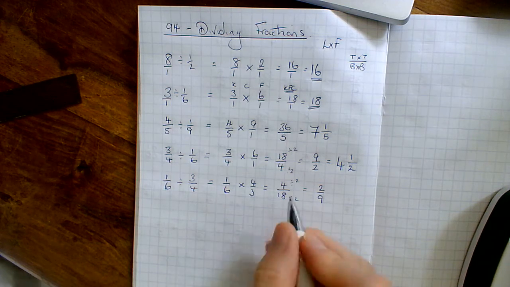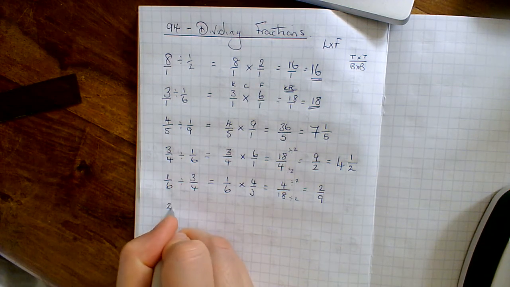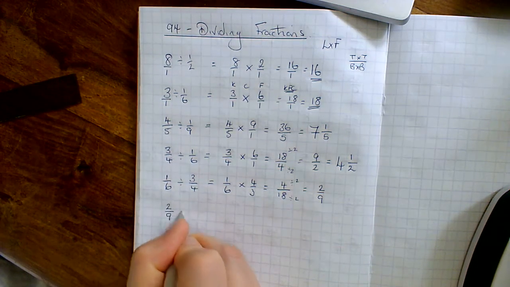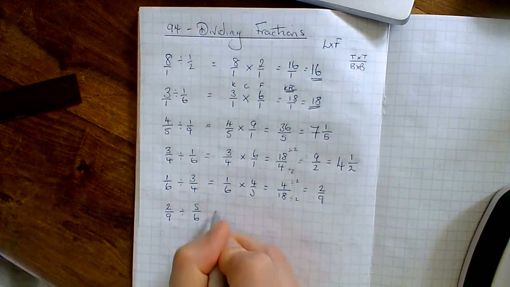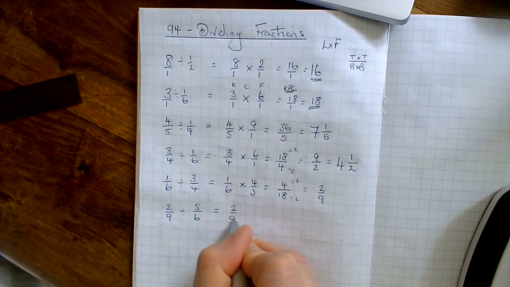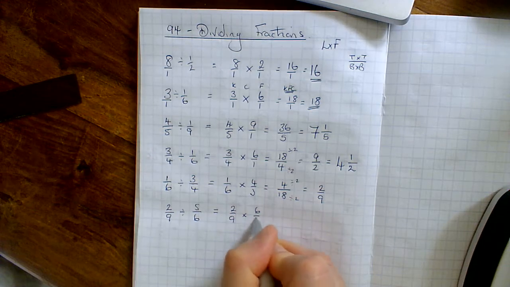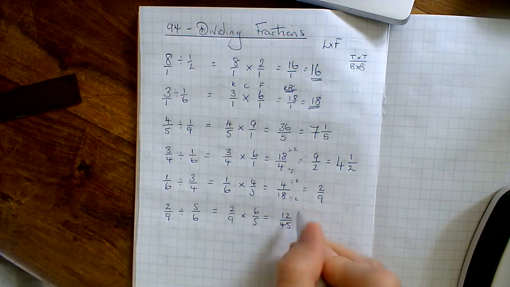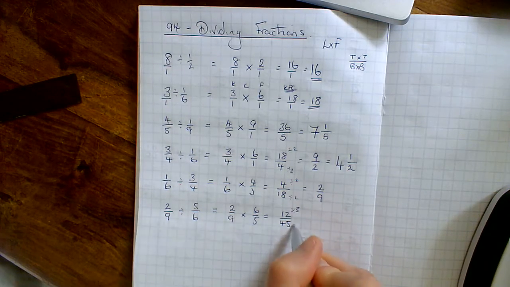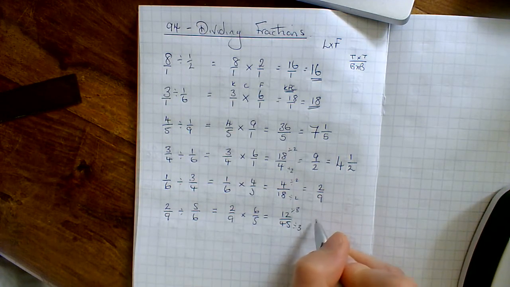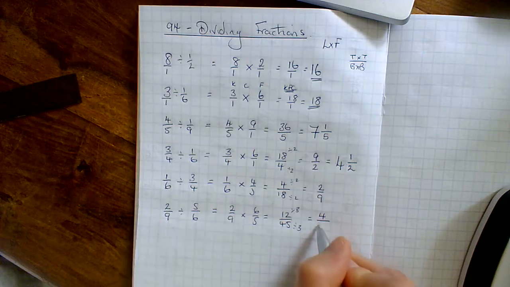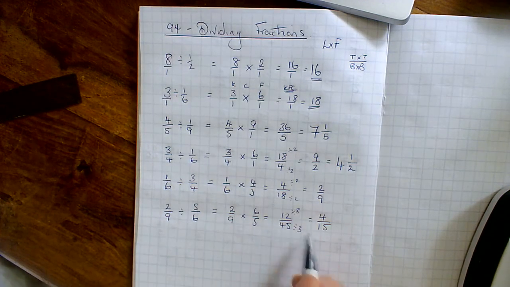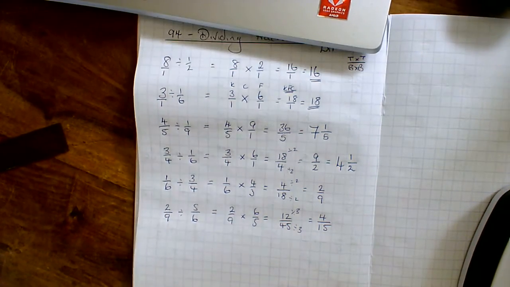Next one I've got is 2 over 9 divided by 5 over 6, which is 2 over 9 times 6 over 5, 12 over 45. Now both these will divide by 3, so let's divide them by 3, so that's going to be 4 over 15. The thing about cancelling fractions, don't just look for the number 2.